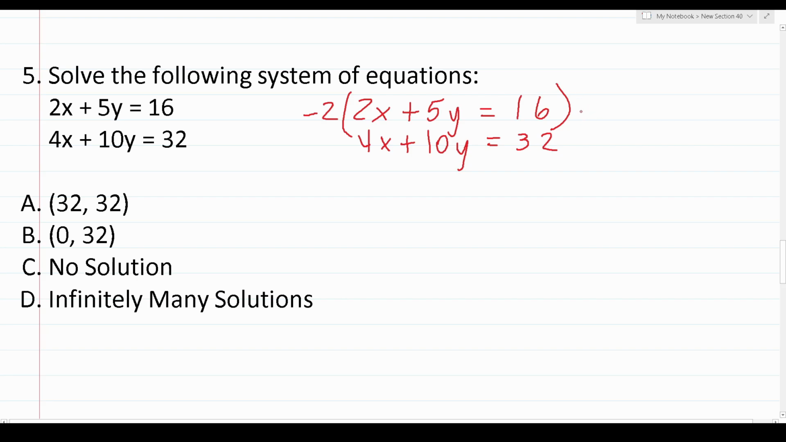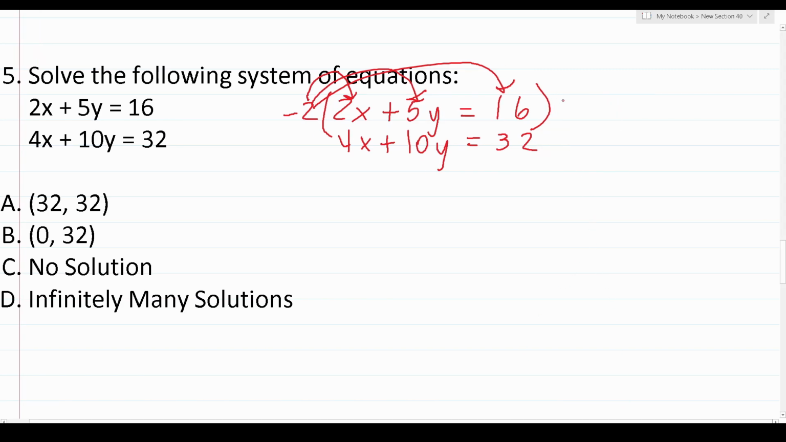So let's go ahead and do that and see what happens. Again, we're going to take this -2 and distribute it here, here, and here. Let me move over to the side so we can have some more room to do that. -2 times 2x is -4x. -2 times positive 5y is -10y. And -2 times 16 is -32. Again, we're adding that result to this bottom equation, notably 4x plus 10y equals 32. Let's add these together.